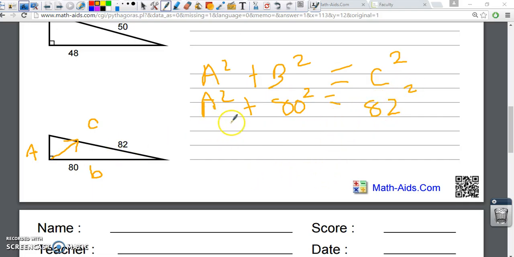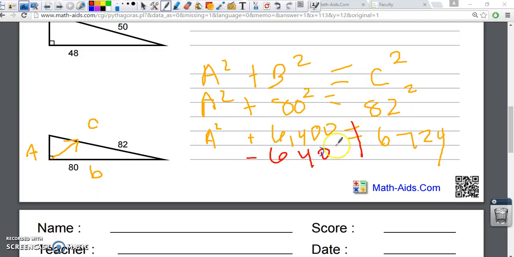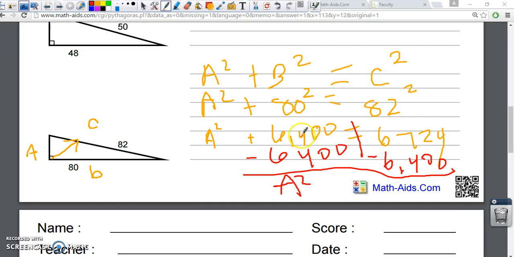Got it? So now, bring this down because you can't solve that just yet. Plus 80 times 80. Remember, that's 80 times 80, not 80 times 2. This will give you 6,400. Equals 82 squared, 82 times 82. This will give you 6,724. Now, I must get A by itself by doing the opposite of what I see. What happens is I can bring my A squared down, right? That canceled out.